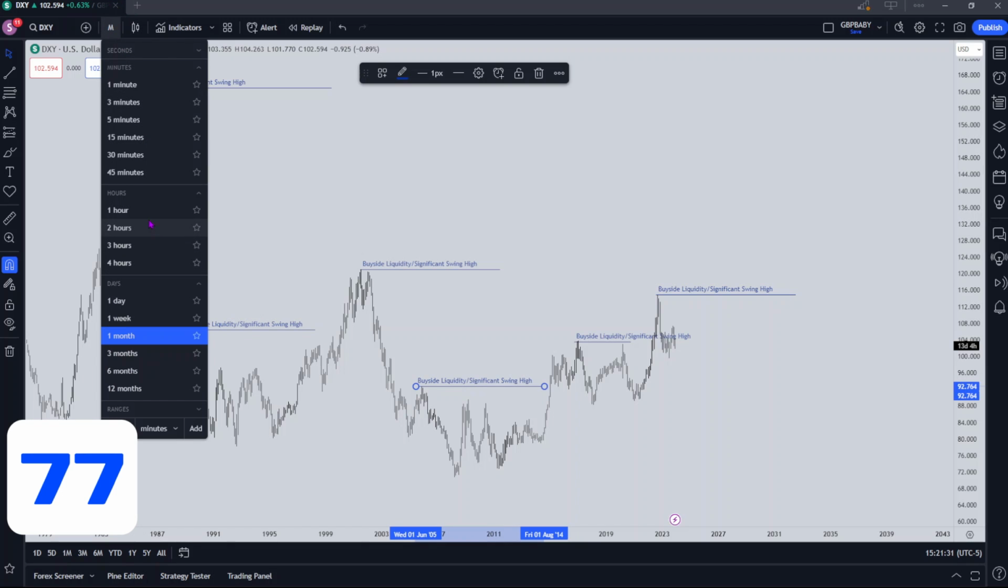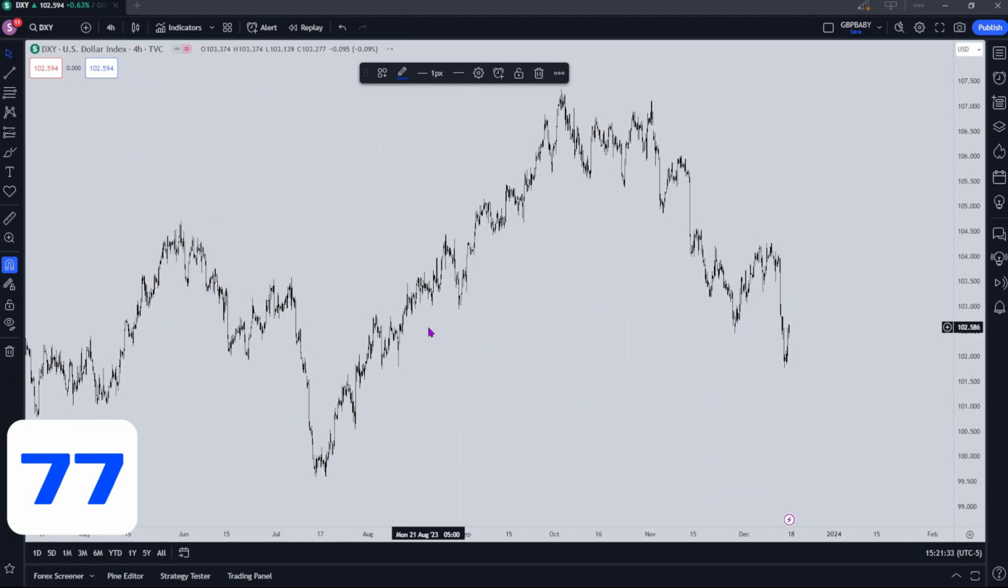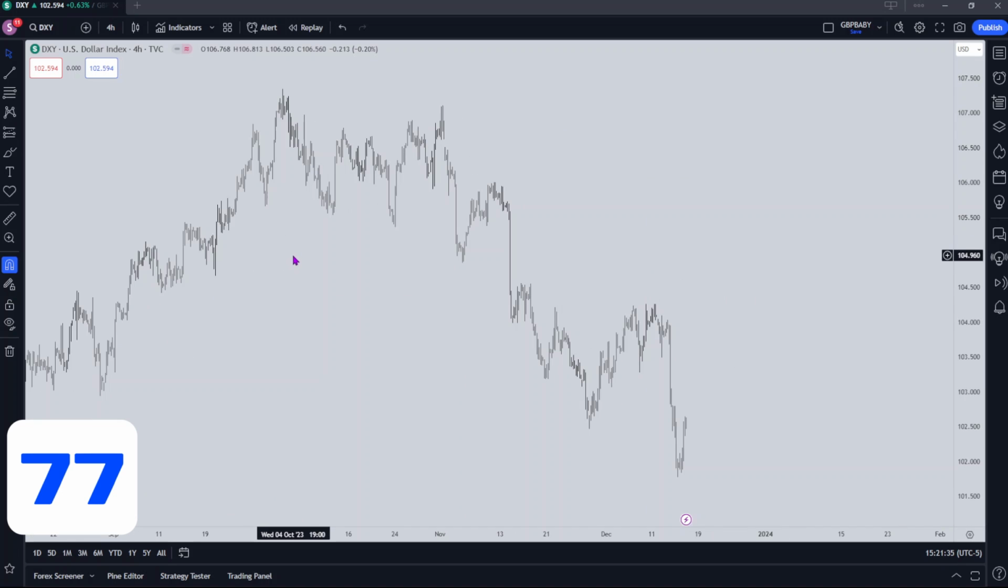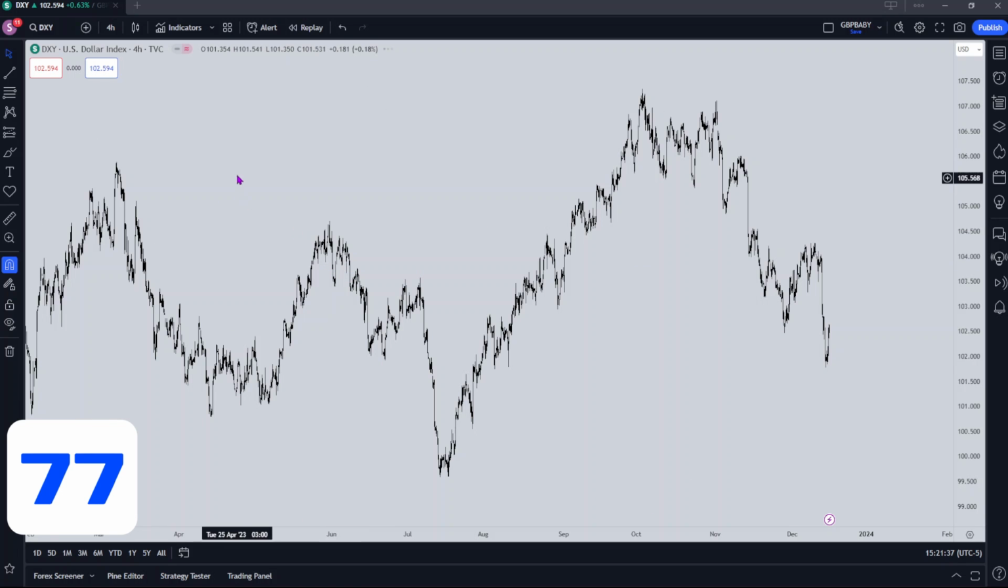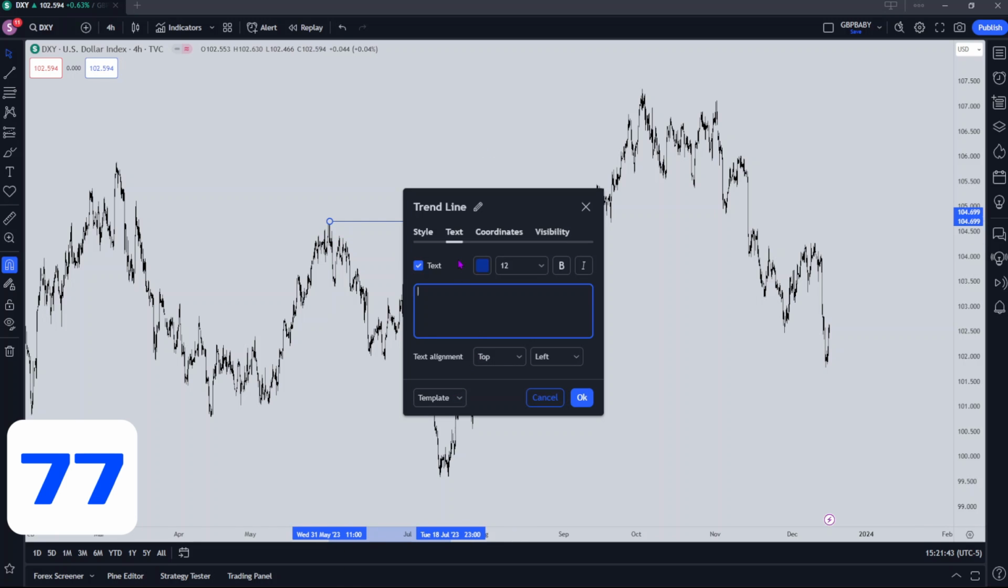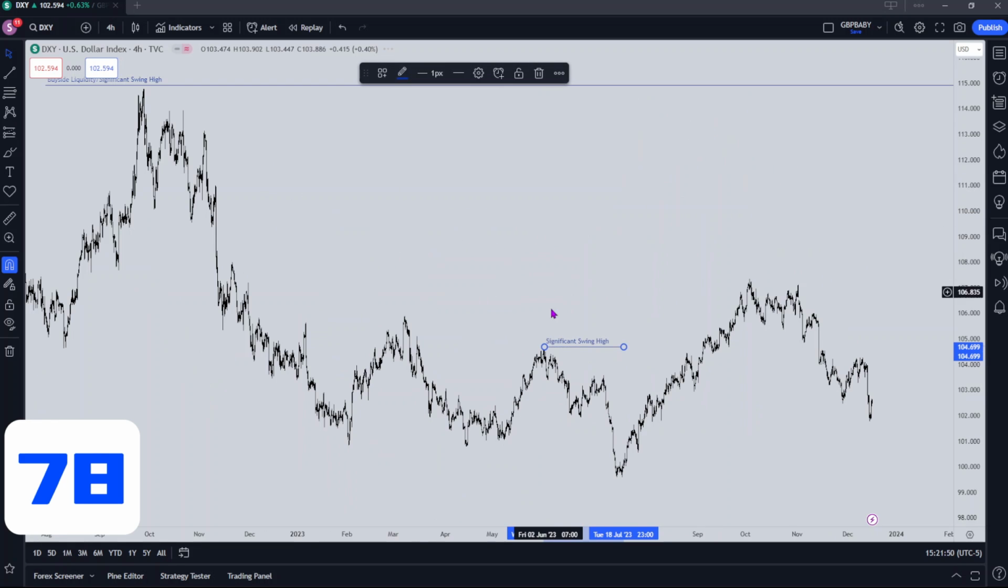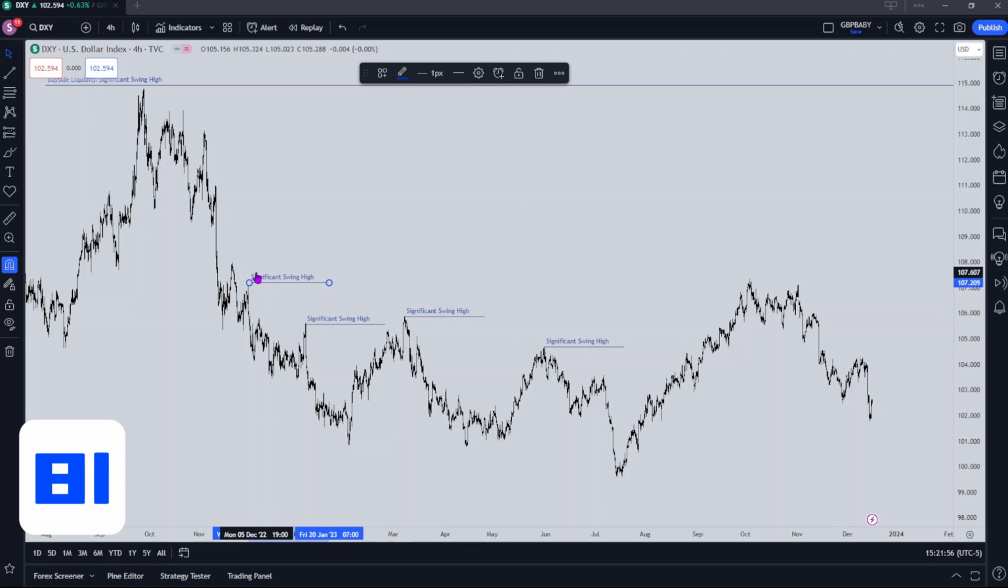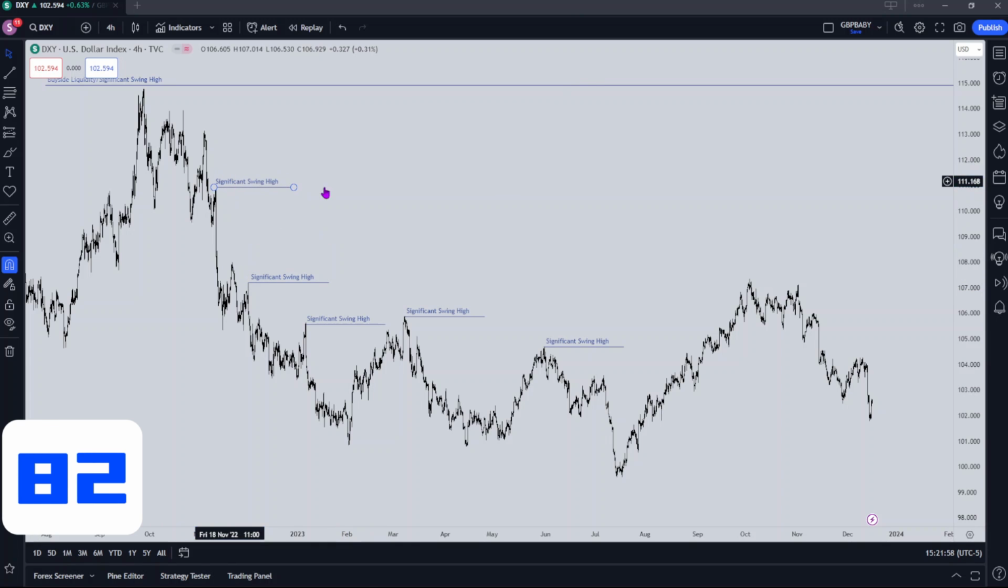Let's drop down to a 4 hour. What are we looking for? Significant swing highs. Here, here, here, here, here. You see, like, it's really easy, isn't it?